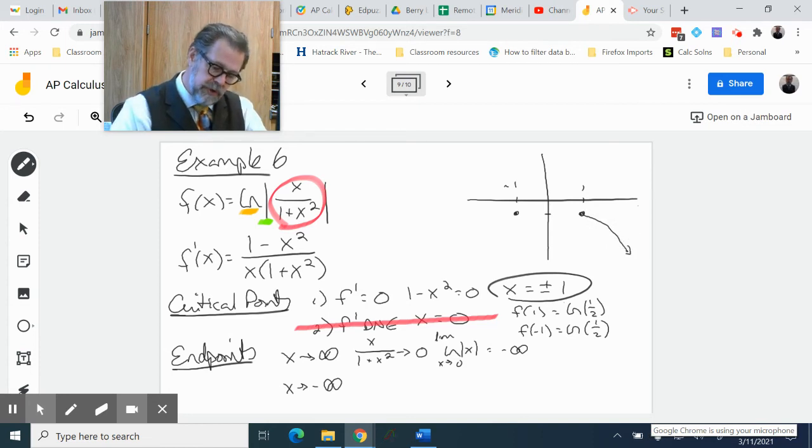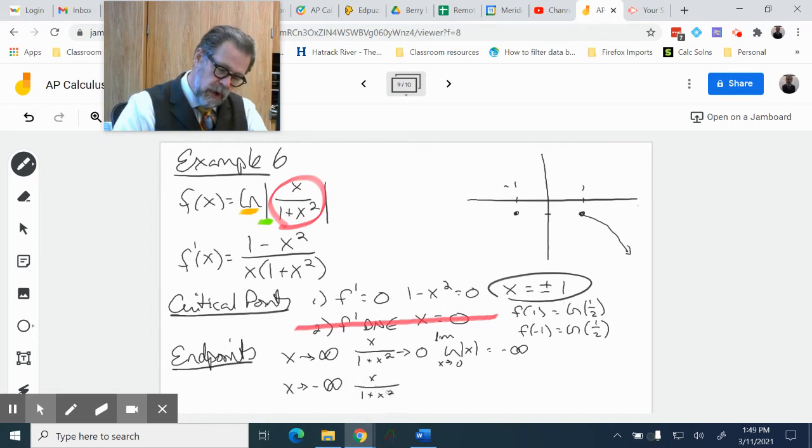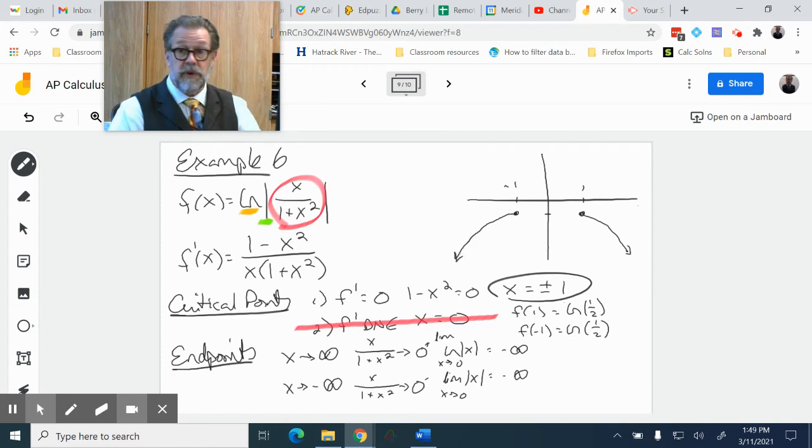What happens as x goes to negative infinity? Well, I get the same thing. X over 1 plus x squared goes to 0. Technically, this is 0 from above versus 0 from below, but it doesn't matter because the limit as x goes to 0 when I'm taking an absolute value is still negative infinity. As x goes to negative infinity, this function goes to negative infinity.